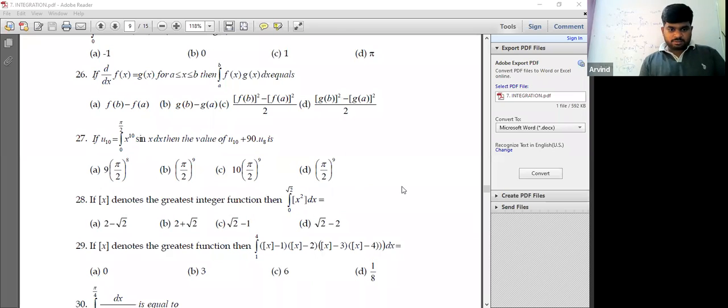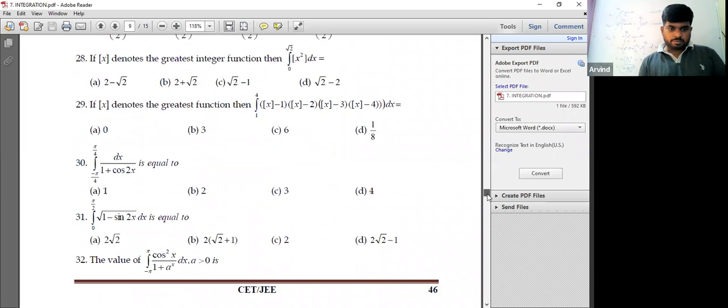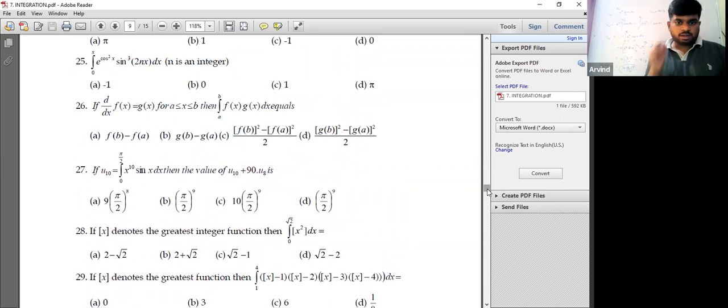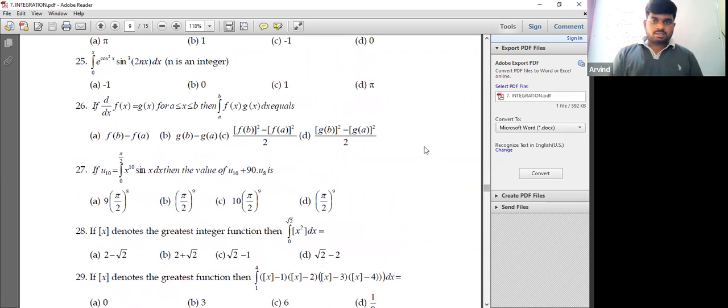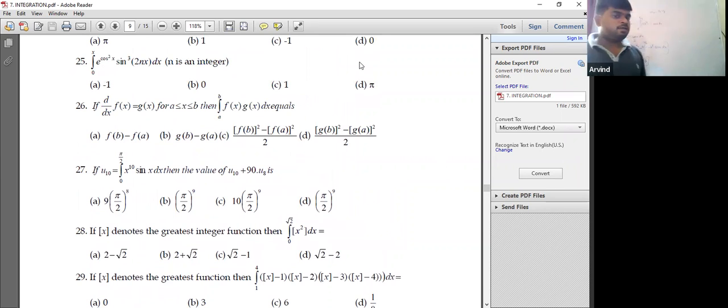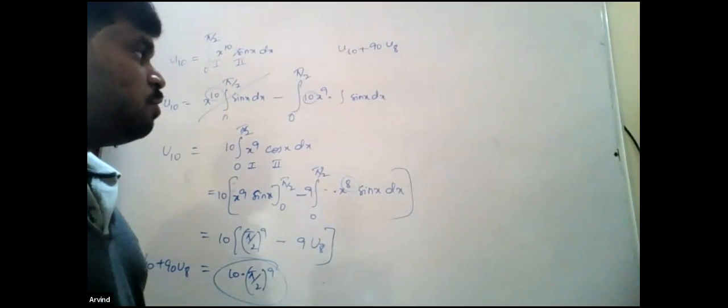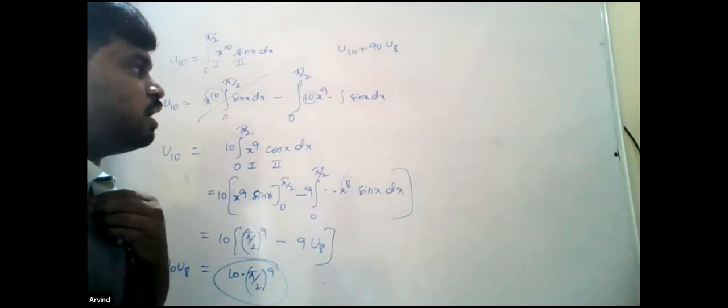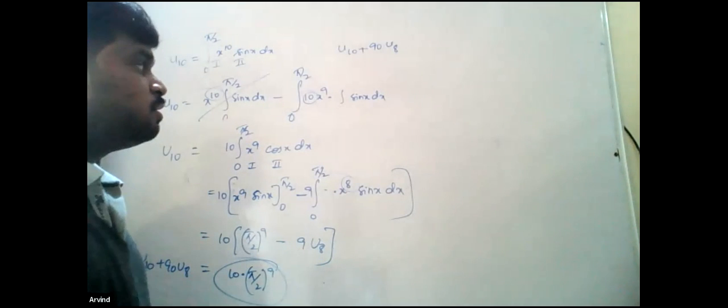Okay, 27th one. I have stopped till the 27th one. Tomorrow we'll continue with the 28th one, from greatest integer function. The formulas are in the PDF itself, so need not worry. That's it, students. Tomorrow we'll meet and continue with a few more problems, at least some 20-30 problems.